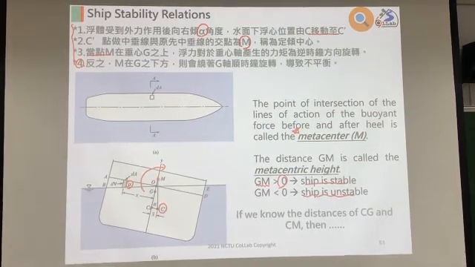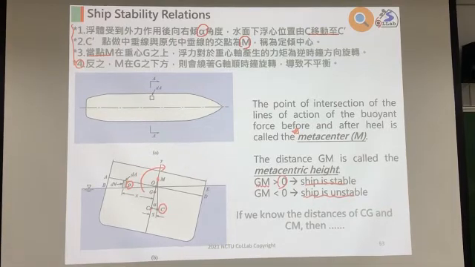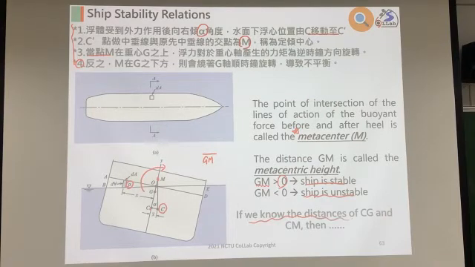We just predict the GM distance. If the GM distance is larger than 0, the ship is still stable. If the GM distance is less than 0, the ship is unstable. So our key question is, can we determine the GM distance? If we can, then we can predict the stability problem of the ship. Okay, so this is the idea.